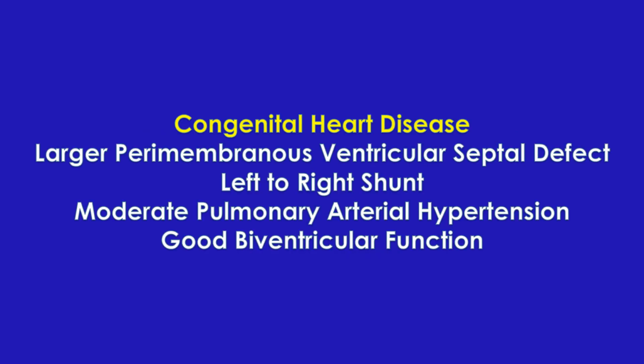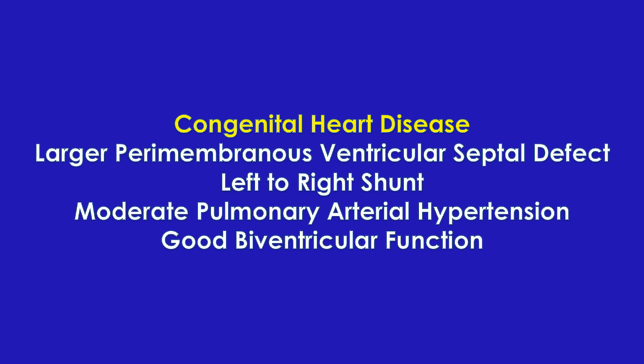For example, in a person with a defect in the wall between the lower chambers, it may read as congenital heart disease, large perimembranous ventricular septal defect, left to right shunt, moderate pulmonary arterial hypertension, good biventricular function.